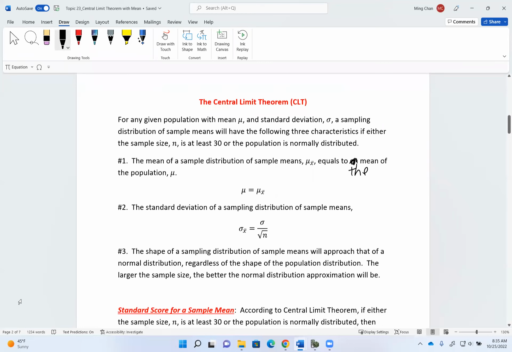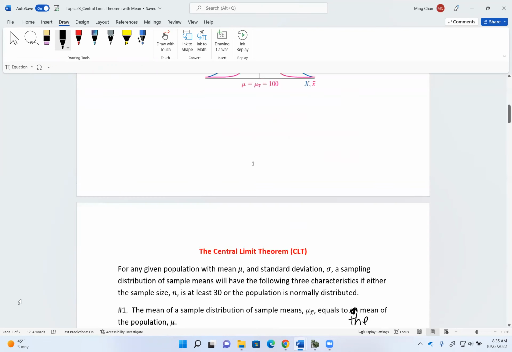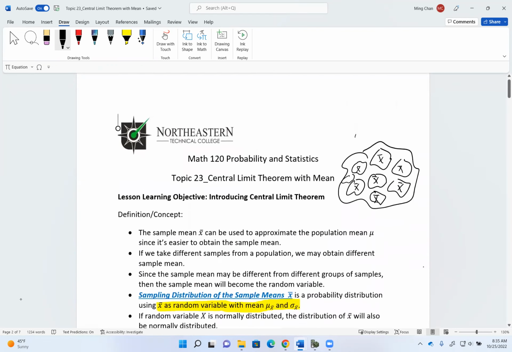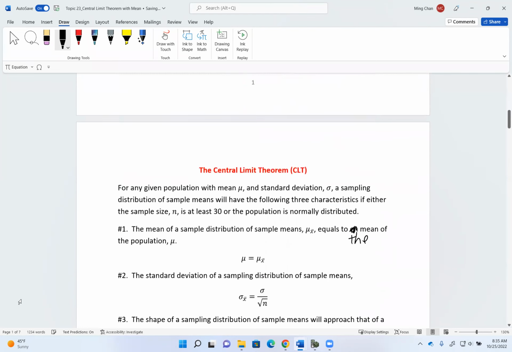Basically what we're saying is, out of all these samples that we took, the mean of the sampling distribution of X bar will eventually equal the true population mean. That was the whole concept here: taking lots and lots of samples, so eventually it will cover almost the entire population.